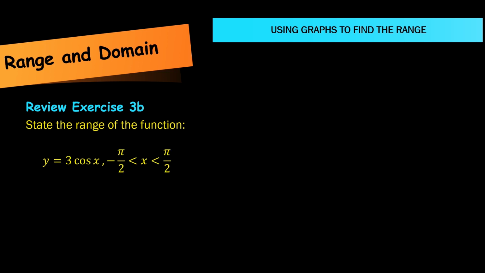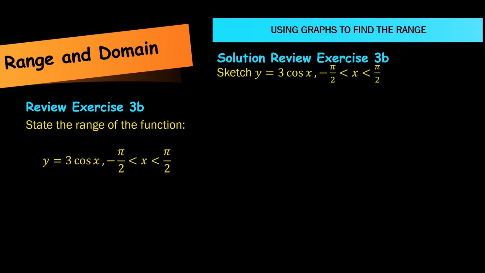And now for part B. We are required to state the range of the function y equals 3 cos x for x between minus pi by 2 and pi by 2. So let's solve this. We're going to begin by sketching y equals 3 cos x.